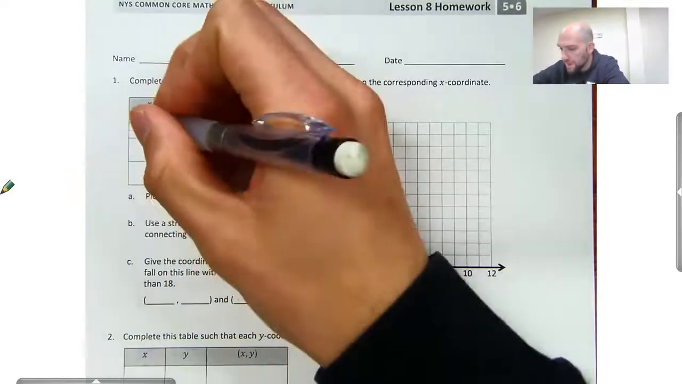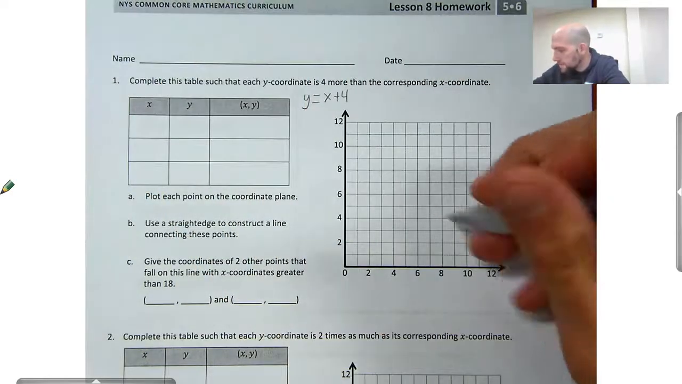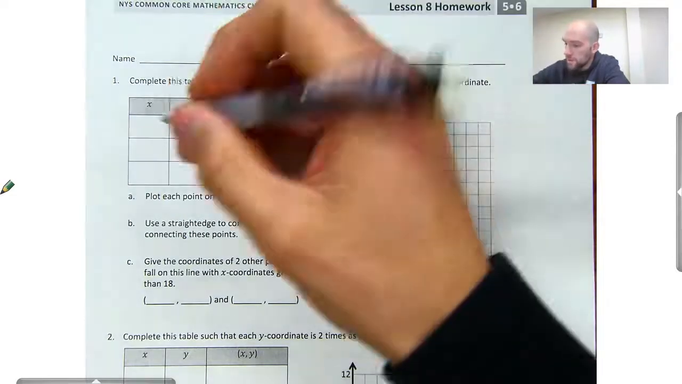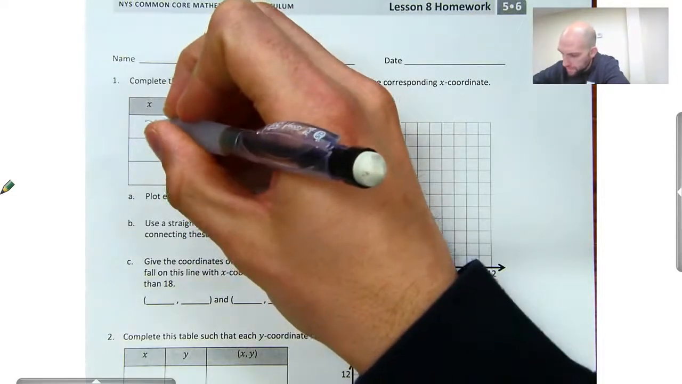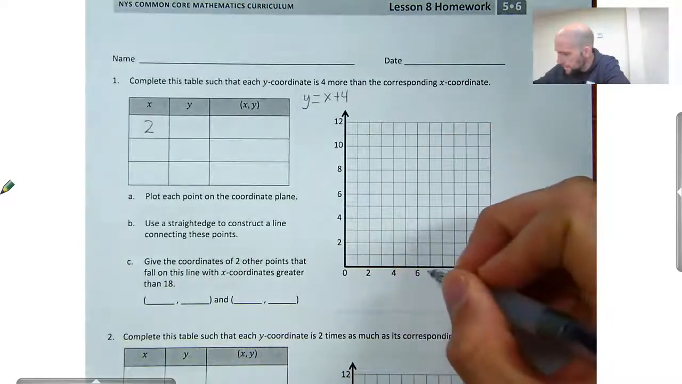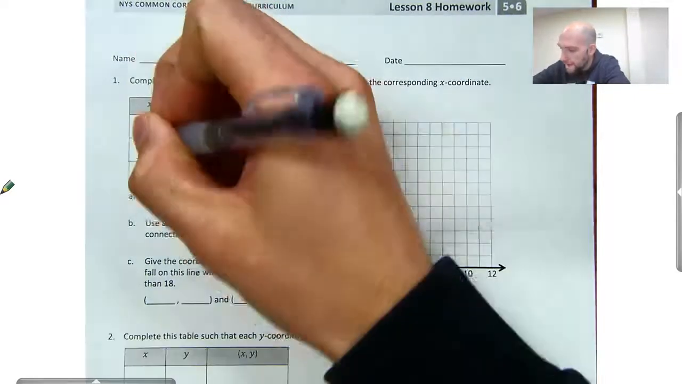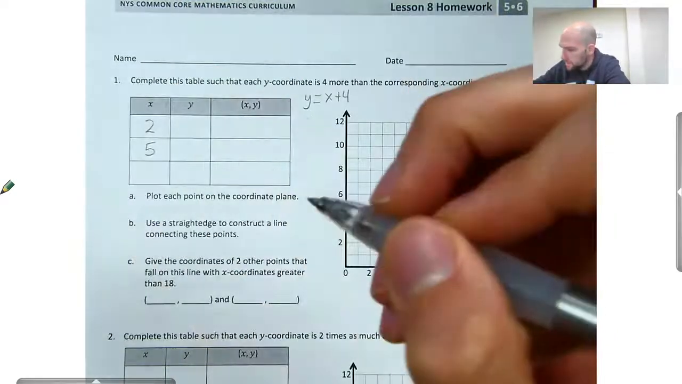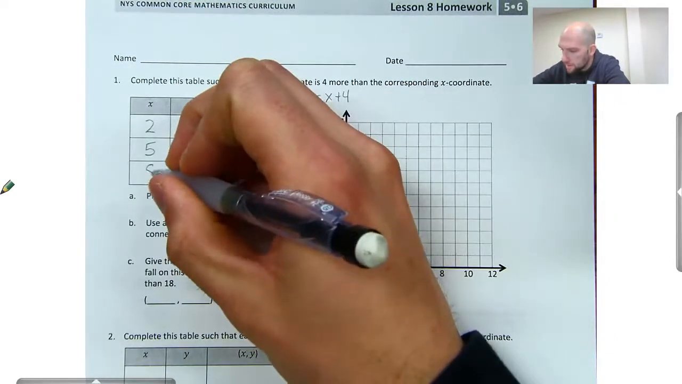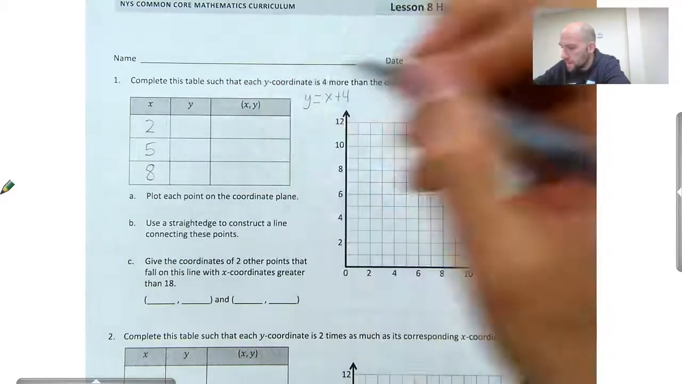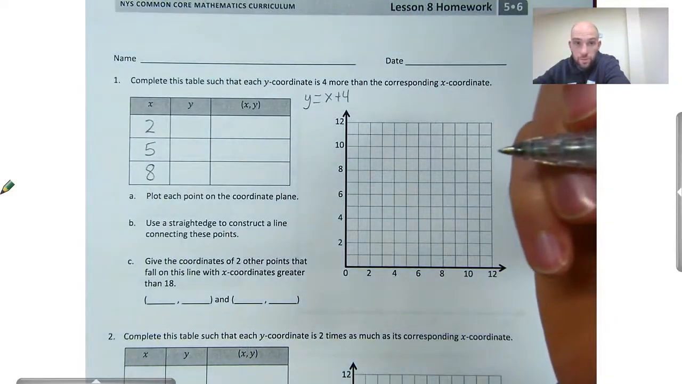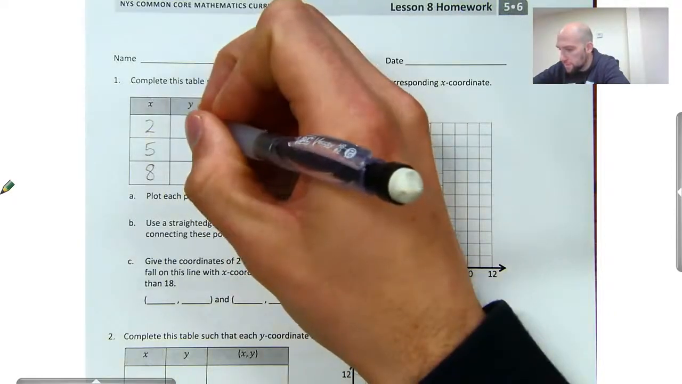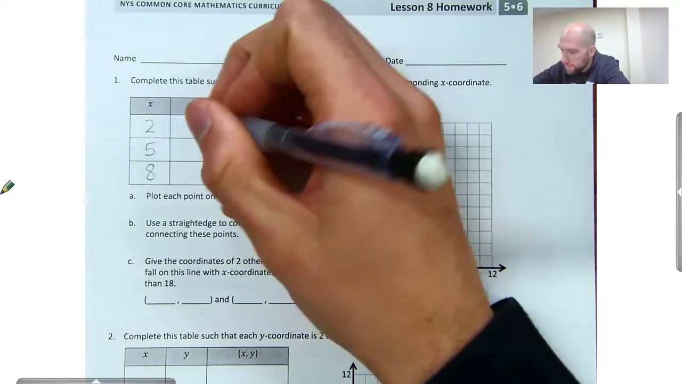And we can choose anything for our x values as long as our x values are on this grid. So I'm going to start with 2 as an x value. Maybe we'll pick 5. And let's do 8. So 2, 5, and 8. Our y value will be 4 more than our x values.